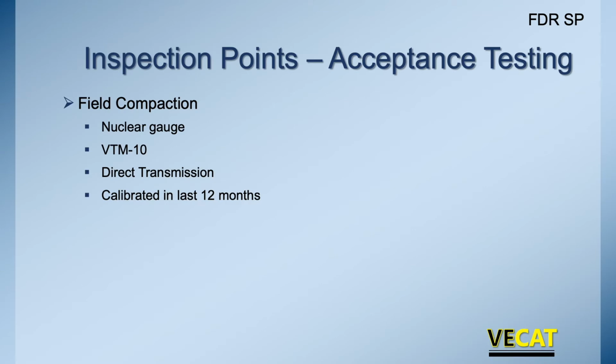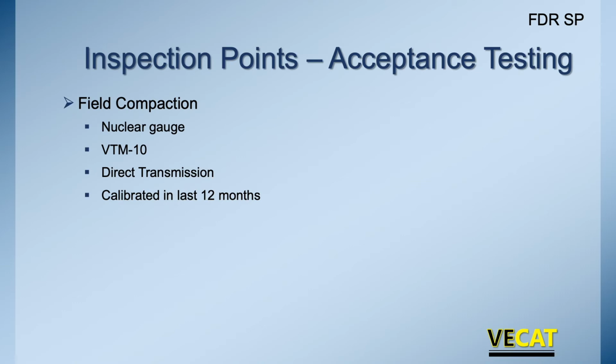So when we talk about field compaction, well, we're using the nuclear gauge, we're using Virginia Test Method 10, which is in your books. We have the direct transmission approach with that nuclear gauge. So if you're familiar with nuclear gauge testing, that's actually driving a pin and then putting the rod from the gauge down into the material to check the compaction.